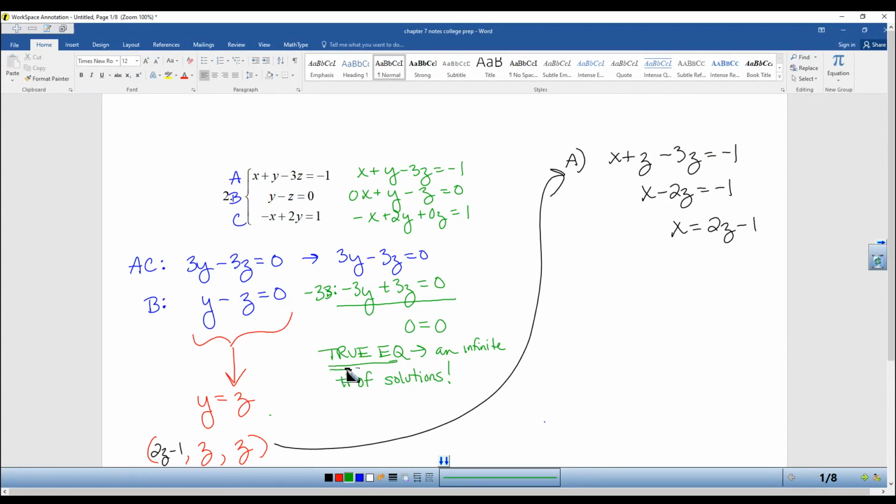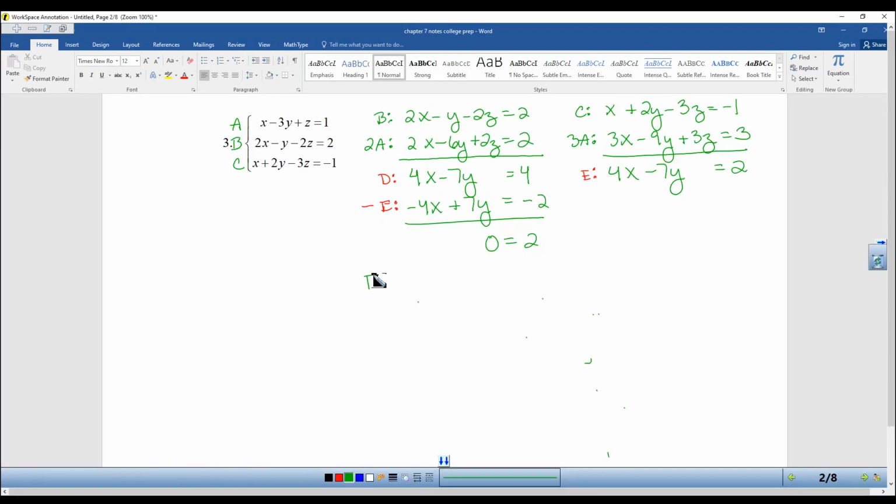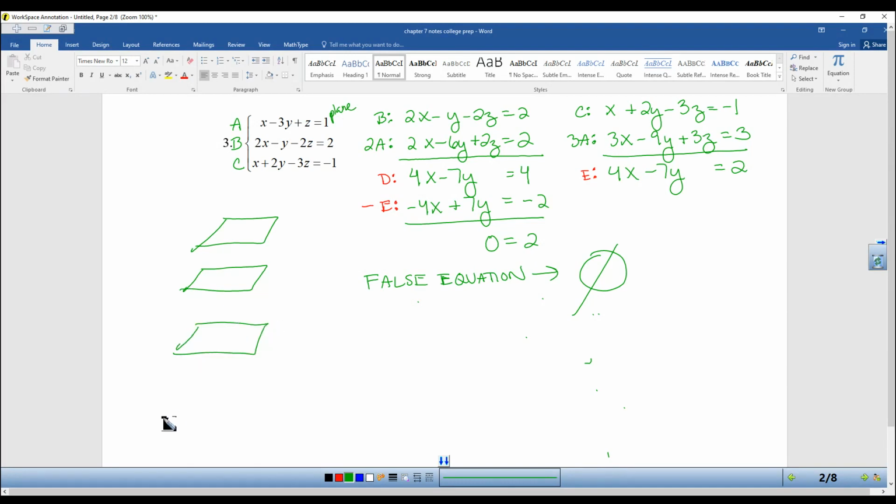If you have a true equation, there are an infinite number of solutions. But if you have a false equation, then there is no solution, which is nice because now you're done. Apparently these 3 planes, remember, these are each a plane somewhere in space. So either they're parallel to each other, or maybe 2 of them intersect.